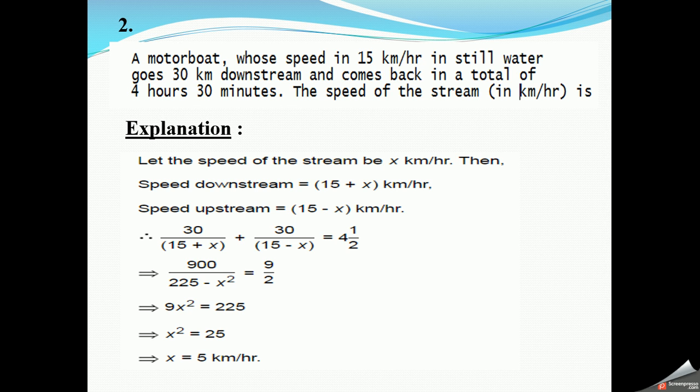So apply 30 km divided by 15 plus x, which is nothing but the speed downstream, plus 13 divided by 15 minus x equals 4 multiplied by half. So when we simply make the cross multiplication, we get the value of x as 4 km per hour, which is nothing but the speed of the stream.